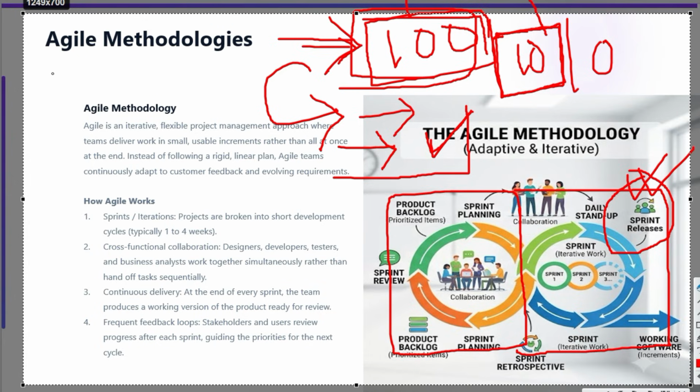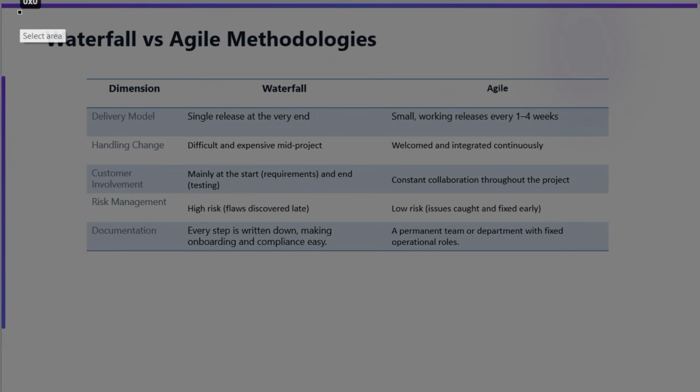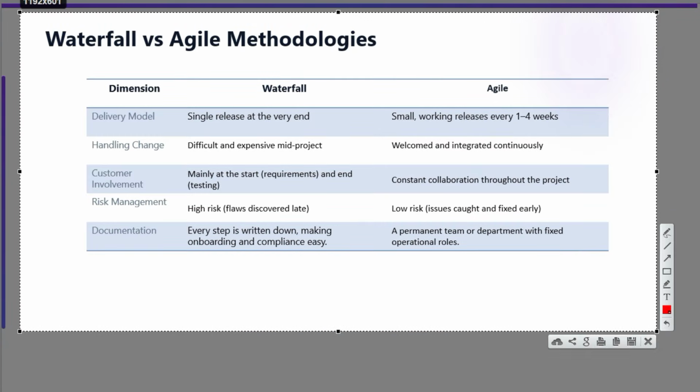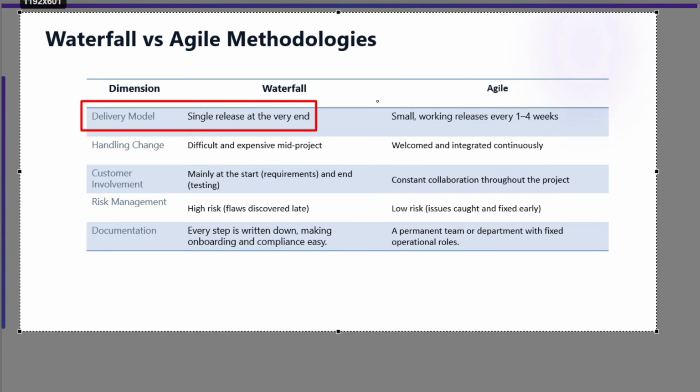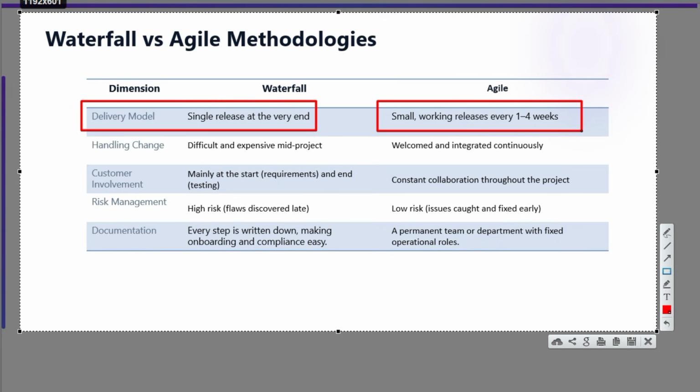So, the primary difference between Agile and Waterfall is that Waterfall delivers a single massive release at the end of the project. It could be 1 year, 2 years, depending on the project timeline. And Agile delivers working software every 2 to 4 weeks, depending on what they agree to as a timeline. Now, let's see the differences between Agile and Waterfall. The delivery model: in Waterfall, it is a single release, but in Agile, it's small releases across 1 to 4 weeks.